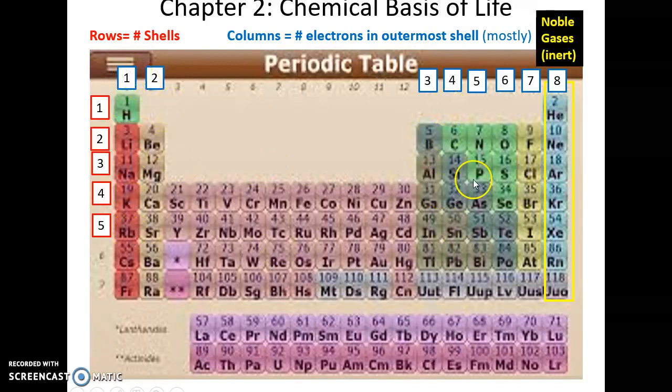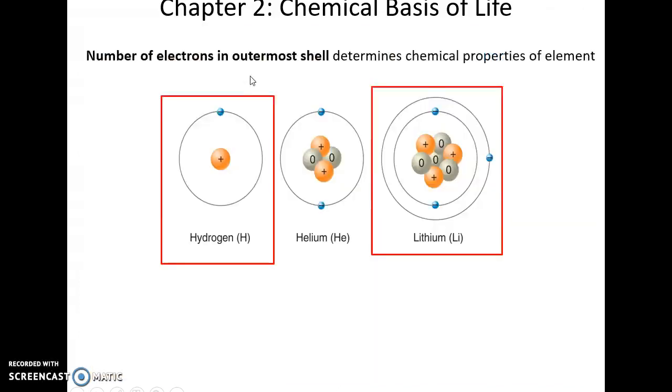And then the columns tell you how many electrons are in the outermost shell. So first column, 1 electron in the outermost shell. Second column, 2 electrons in the outermost shell. Third column, 3 electrons in the outermost shell. We're kind of ignoring these for this course. And then finally, the noble gases, which are chemically inert because they have full outermost energy shells. So the number of electrons in the outermost energy shell is what determines the chemical properties of that element.